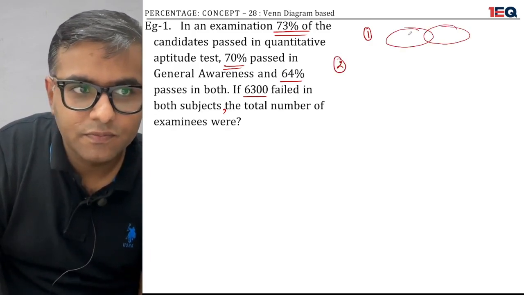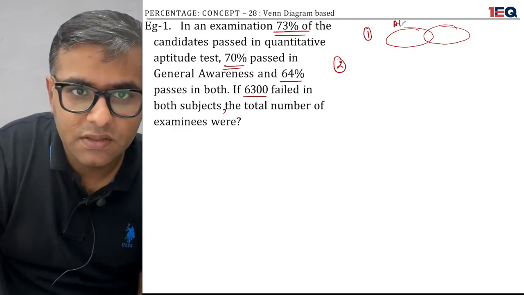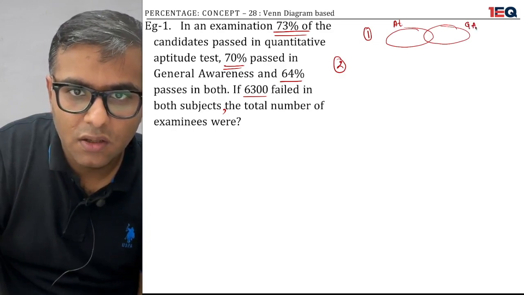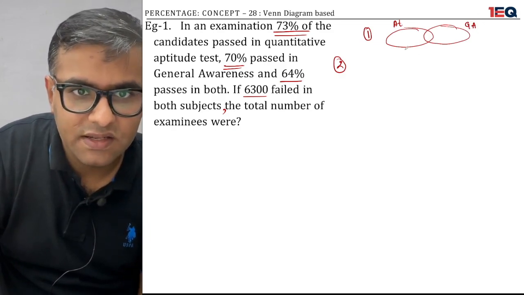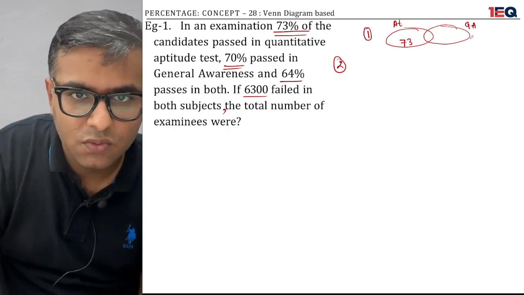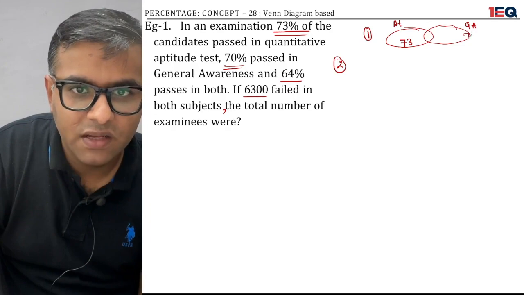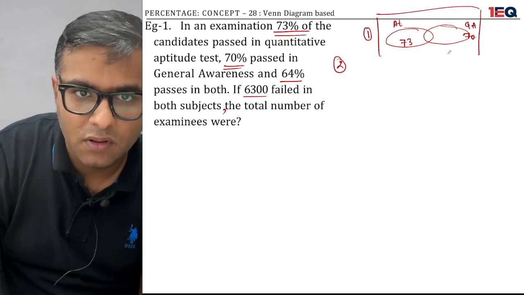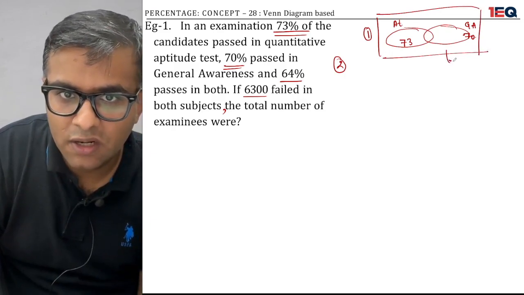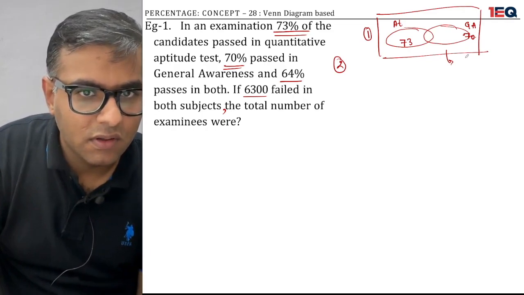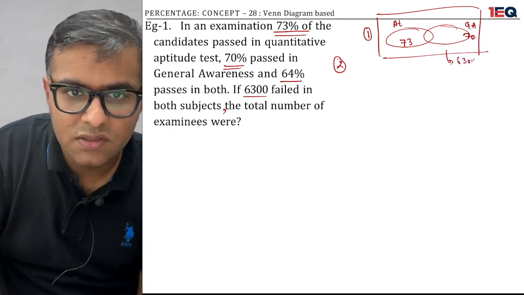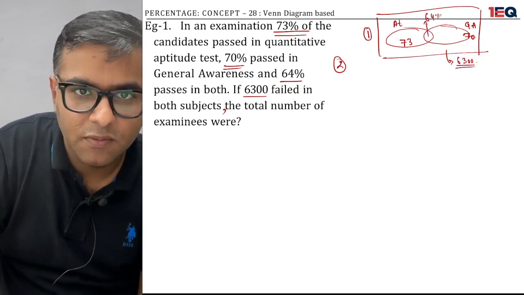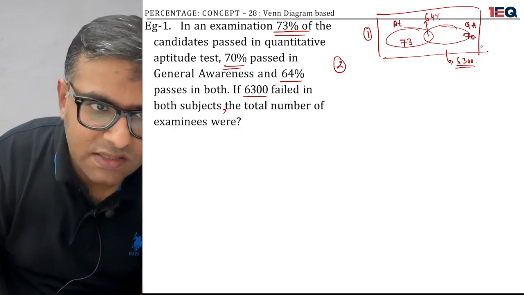This is the first Venn diagram. The left hand side is the aptitude test, and the second one is the GA or the general awareness test. Here there are 73% students who've passed, and here there are 70% students who've passed. And there is an outer area, like the students who don't like to study at all and wish to play. There is an outer area which is the 6,300 students who failed, and there is a common area of 64% of students who passed in both of them.